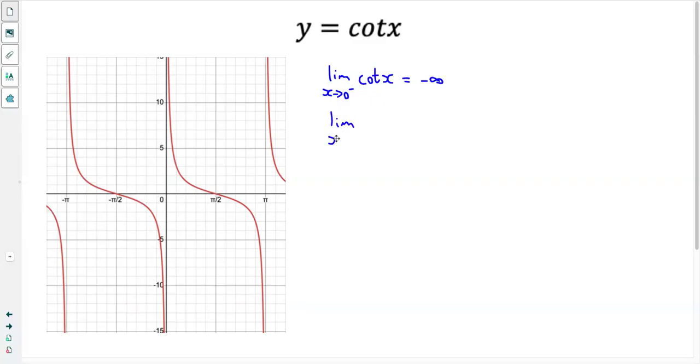If we approach 0 from the positive side of cotangent x, we can see that we're going to positive infinity. So once again, these do not match. So we know we do not have a limit.